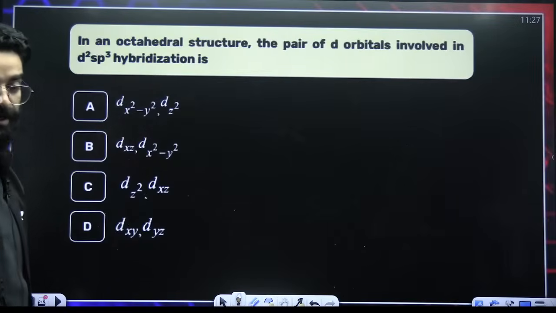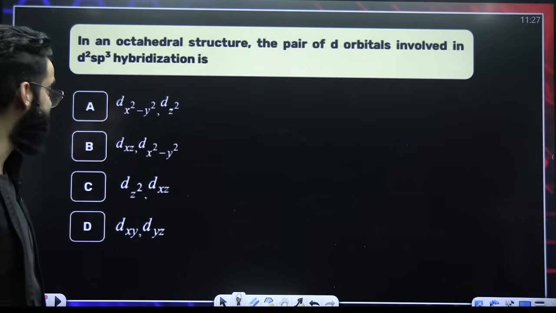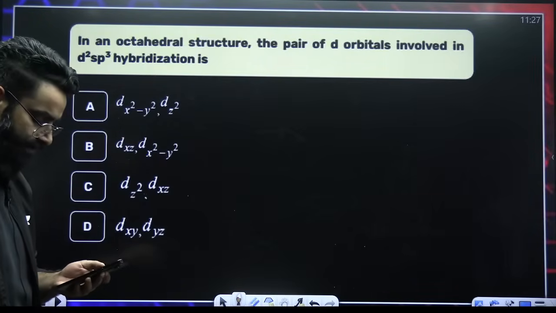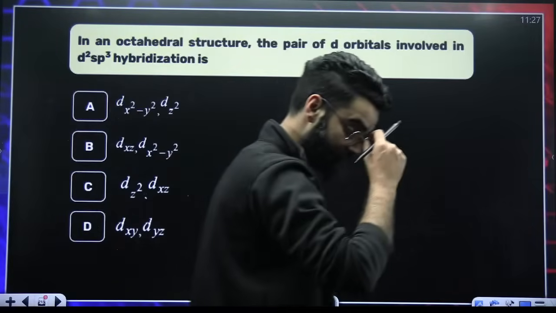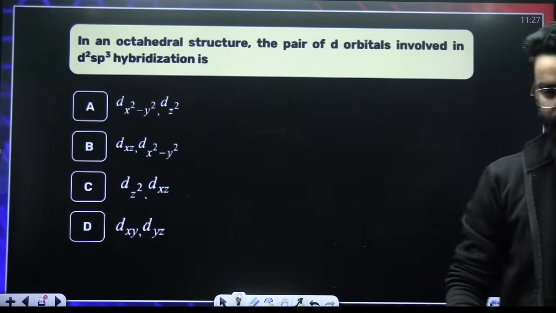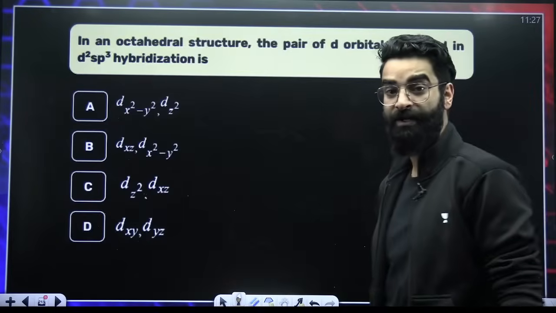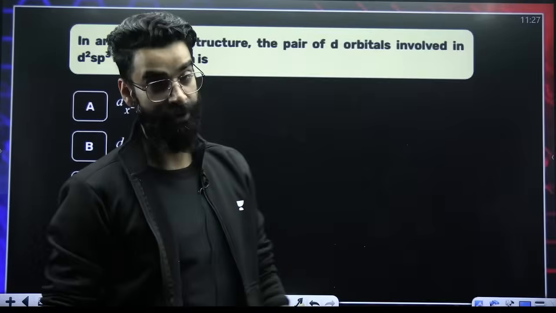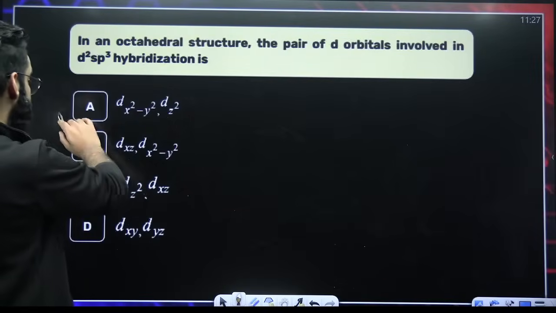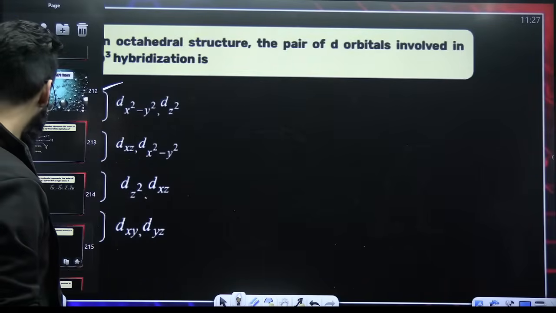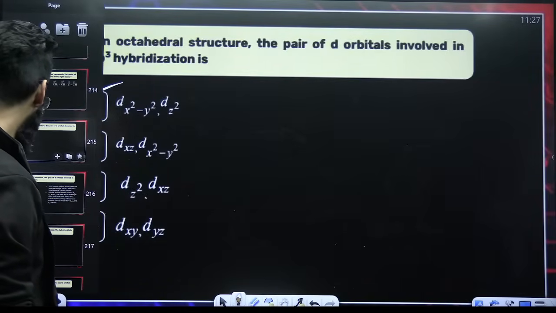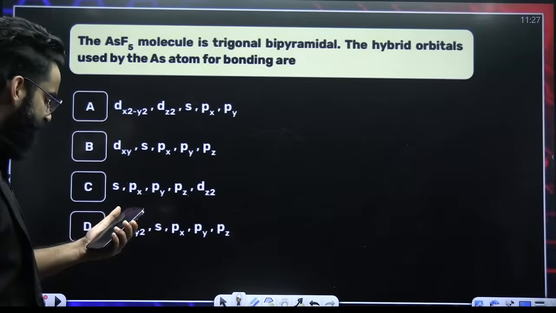This in the yesterday session I've told you. Which type of d orbitals are involved in sp3d2 hybridization? Quickly, people. Which type of d orbitals are involved in the intermixing? Yesterday I've told you in detail. It's dz square and dx square minus y square. Right? Yes? Perfect.